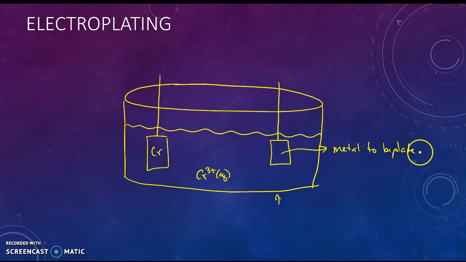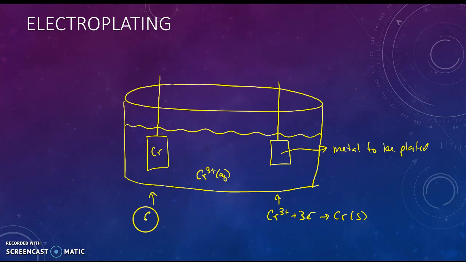And let's separate this a little bit. So, metal to be plated. I want to plate this metal with chromium. So on this side, I want the chromium 3+ ions to be reduced to chromium metal on the surface of this. Then on this side, I'll replenish that by having the chromium metal form chromium 3+ ions, losing 3 electrons in the process.